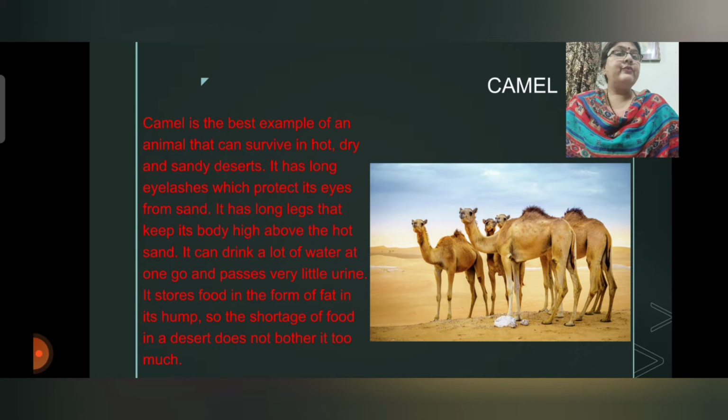Now the camel. All of you know it as the ship of the desert. The camel is called the ship of the desert because it is the best example of an animal that can survive in a hot, dry and sandy area. It has long eyelashes which protect its eyes from sand. It has long legs that keep its body high above the hot sand. It can drink a lot of water at one go and passes very little urine. It stores food in the form of fat in its hump. So the shortage of food in the desert does not bother it too much.